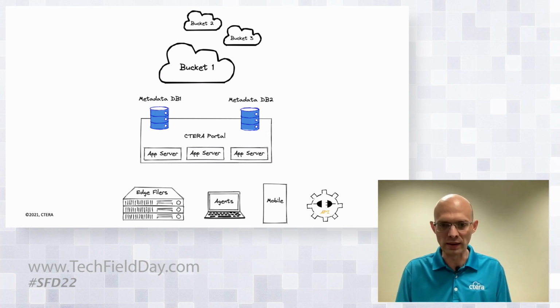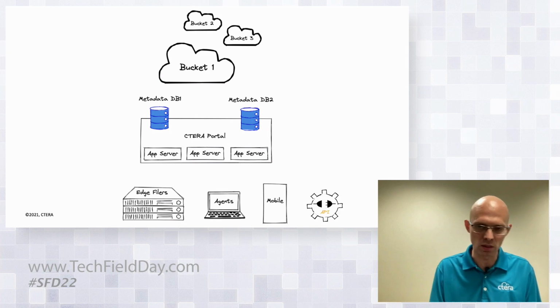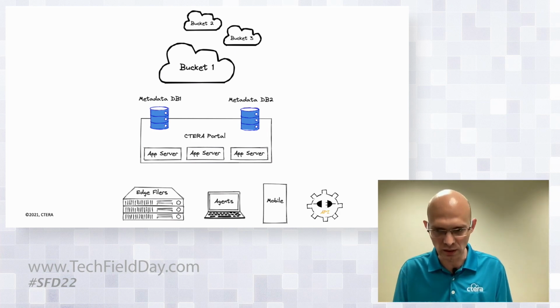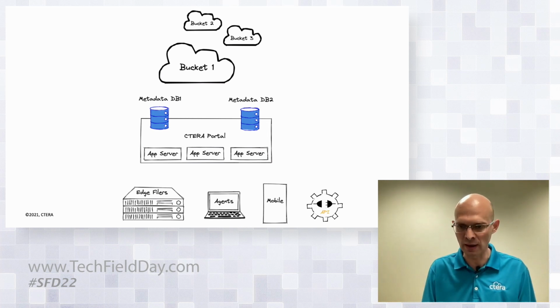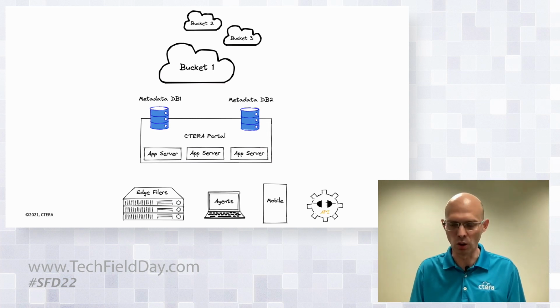When we talk about the mobile device, it doesn't use CTTP. It uses HTTPS and a REST interface. And this REST interface is also exposed as an API that allows you to develop your own applications on top of CTERA Global File System.